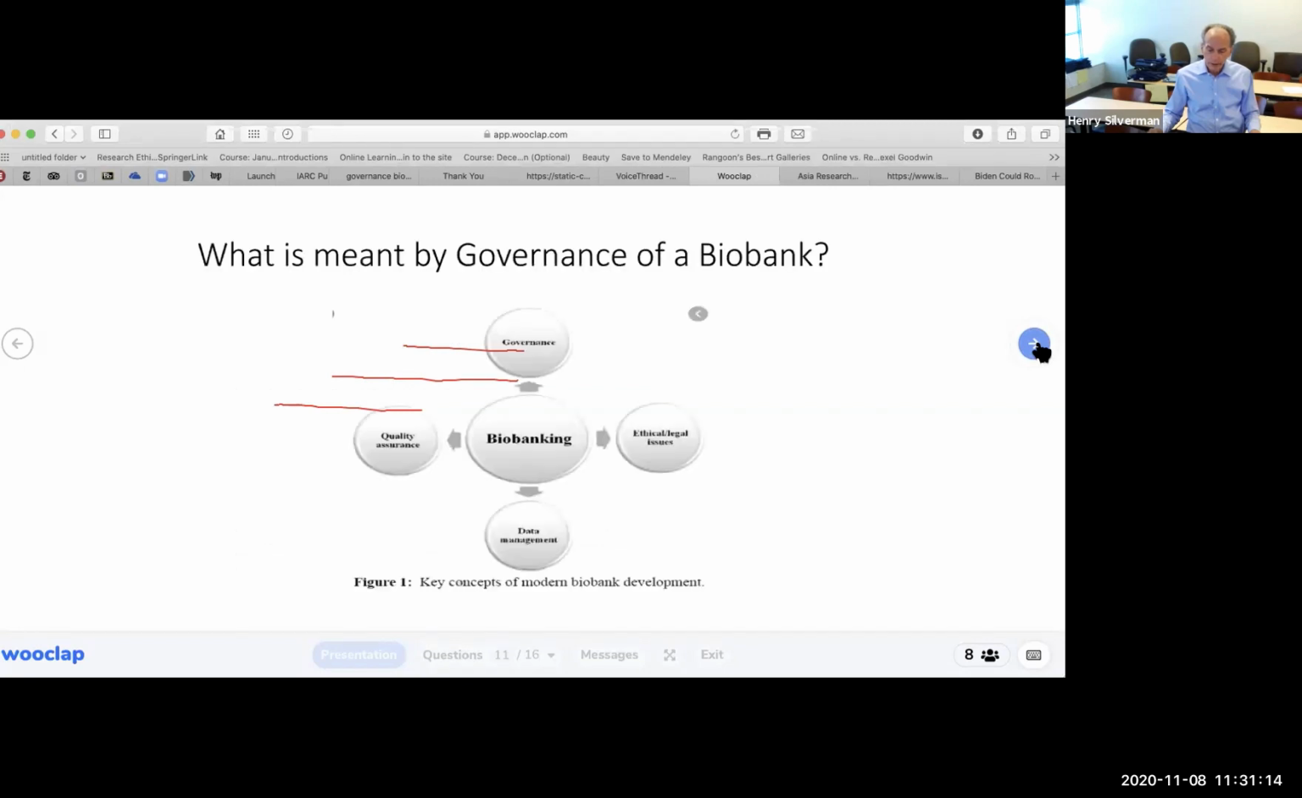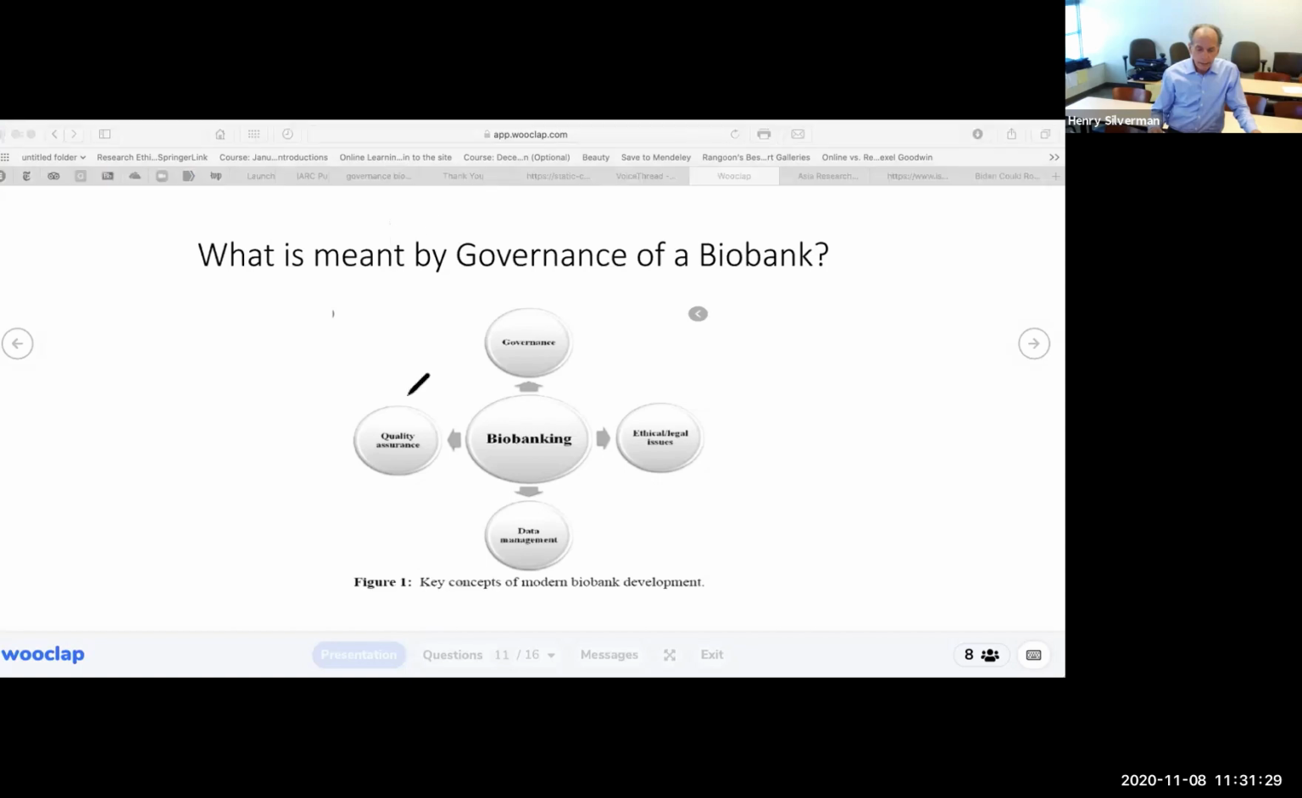We already discussed this. So let me switch gears a little bit. Here on this slide we have key concepts of biobank development: data management, ethical legal issues, quality assurance, and then we have this term governance, which I find to be a very interesting term.